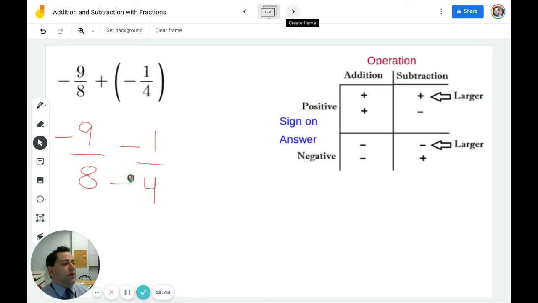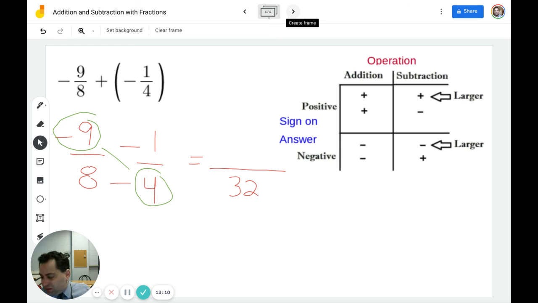I can start with multiplying my denominators. 8 times 4 is going to be 32. And stopping in the upper left, I'm going to do negative 9 times 4. So negative 9 times 4 is going to be negative 36. Then I'm going to move over to the other side. I have negative 1 times 8 is going to be negative 8. I have a negative and a negative, so I know I'm going to add, and my answer will be negative.